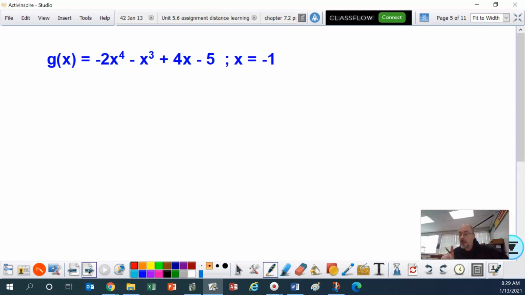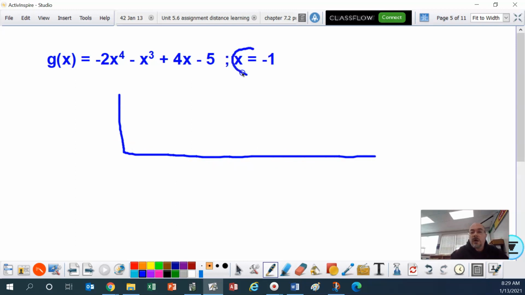Now this one, there's something you need to look out for. Here we go. So I'm going to go ahead and make my upside down division box. The -1 is going to go in front. Now the coefficients are going to go inside. So the first coefficient is -2 because that's the x to the fourth, so -2. The coefficient in front of the x cubed is -1.